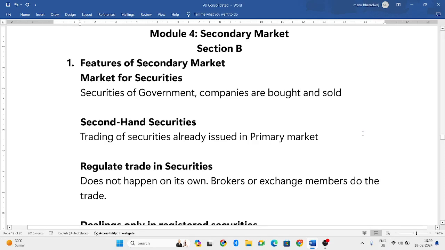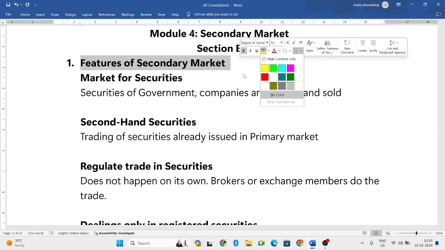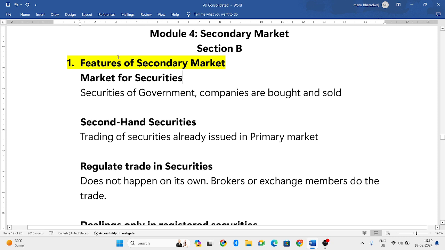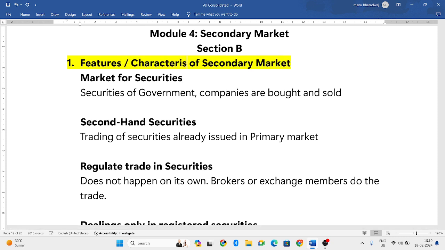In this particular video, I'll give you the important questions that might come in section B from the secondary market chapter in the subject financial institutions and markets. The first question we can expect for section B is features of secondary market. So what are the characteristics of features, or they may even ask it as characteristics of secondary market.